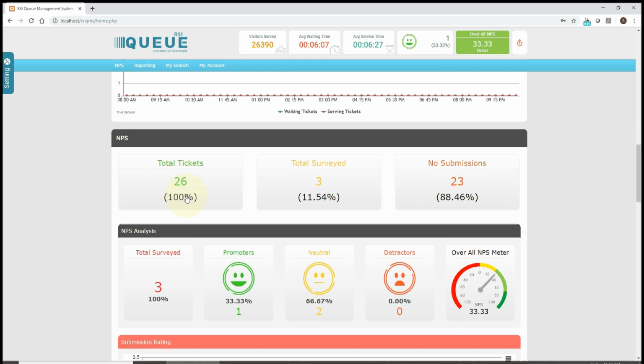So you will be able to see the total tokens along with the NPS itself, so that we have a clear understanding of how many people did not submit. So 26 tokens are there for the NPS. 3 have surveyed and 23 have not really given their submission. So 11.454% of our tokens have given a survey.